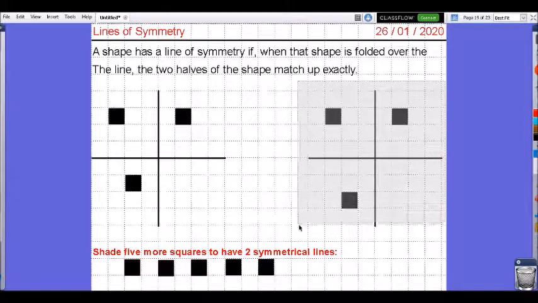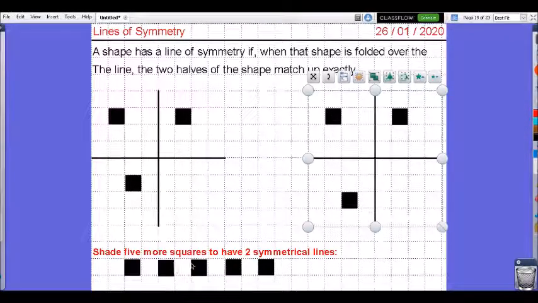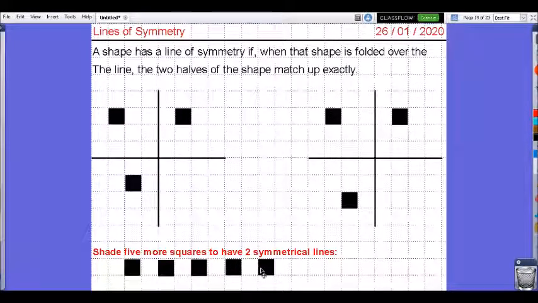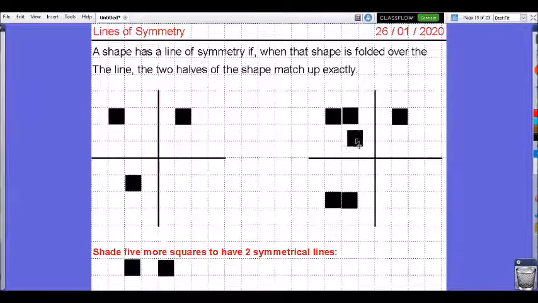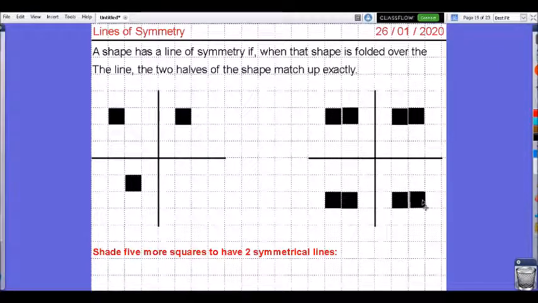Alright, so this is the question here. They're giving you this, and they're asking you to shade 5 more squares to have 2 symmetrical lines. Alright, no problem. If I were you, I would just take the first square and shade this part here. And the second, I put it here. And then the third, I just take it and put it there. The fourth, I put it here. And the fifth, you put it here.